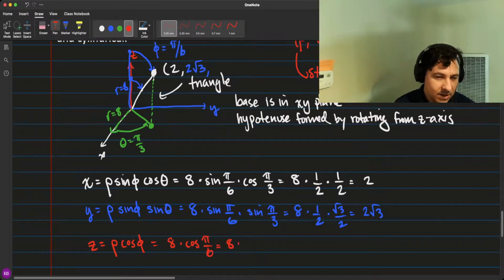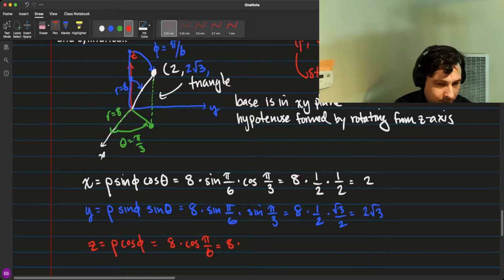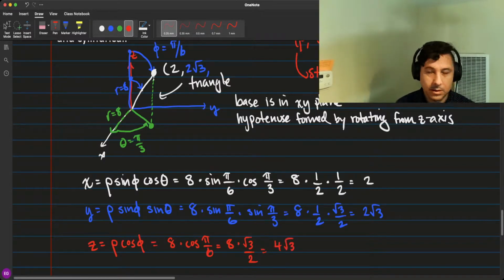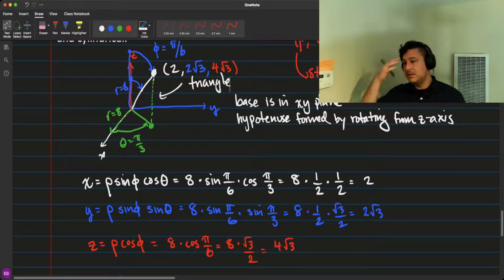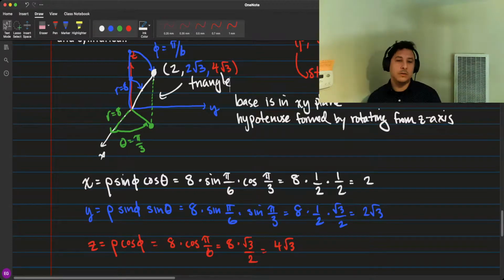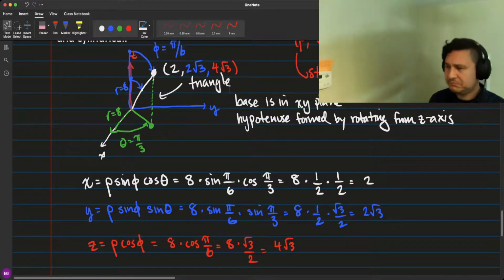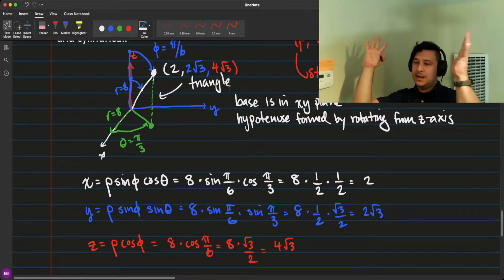The cosine of 30 degrees is root 3 over 2, which is 4 root 3. And that makes sense. We got a positive z value. So that point that I made has coordinates 2, 2 root 3, 4 root 3. Hooray!